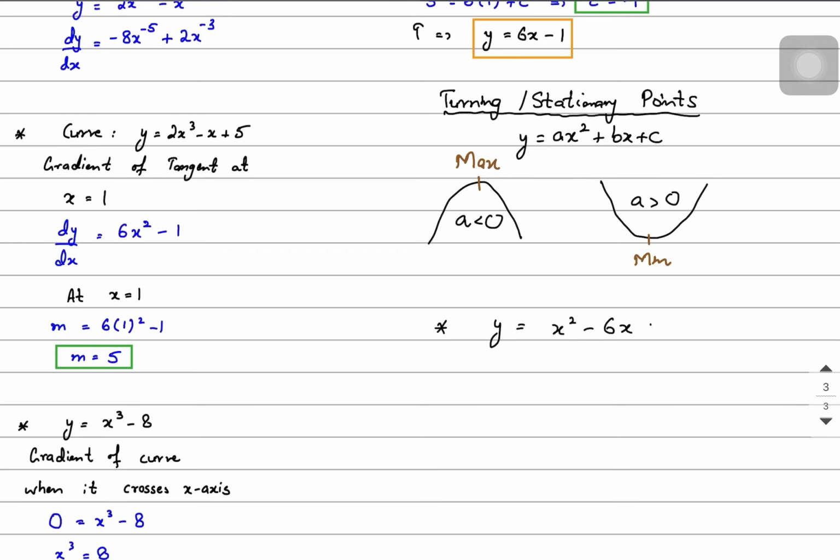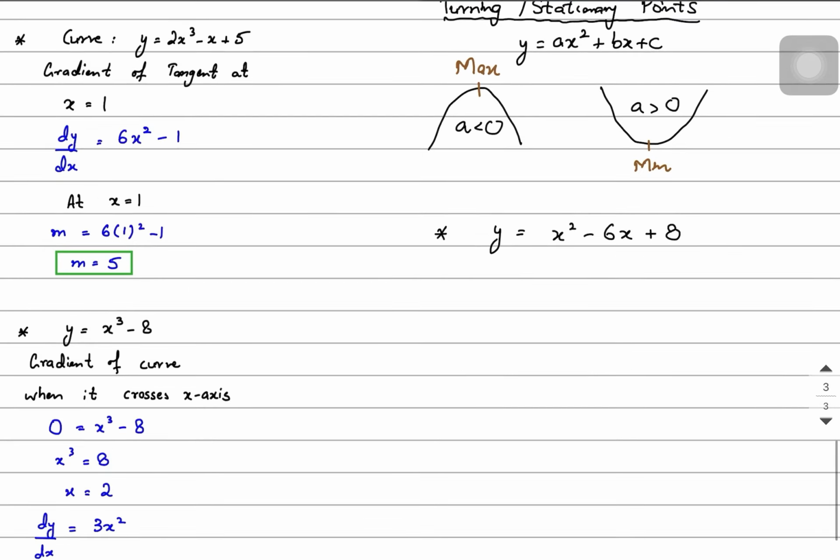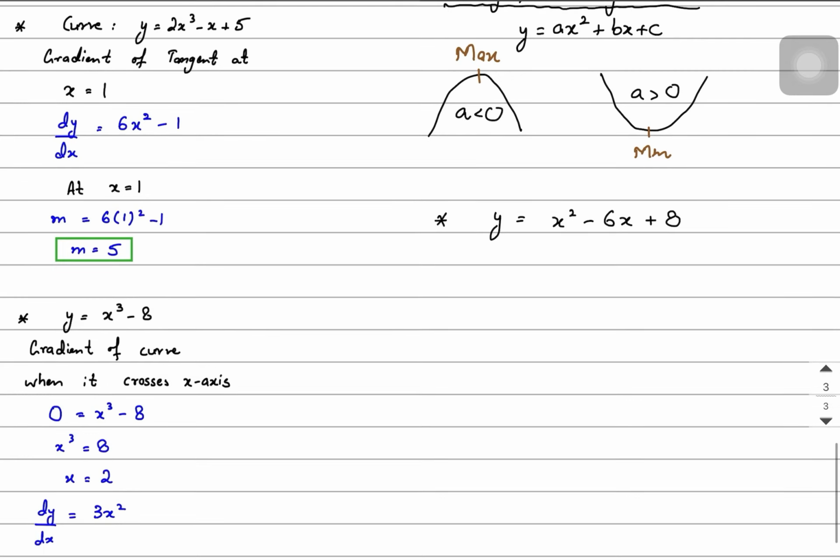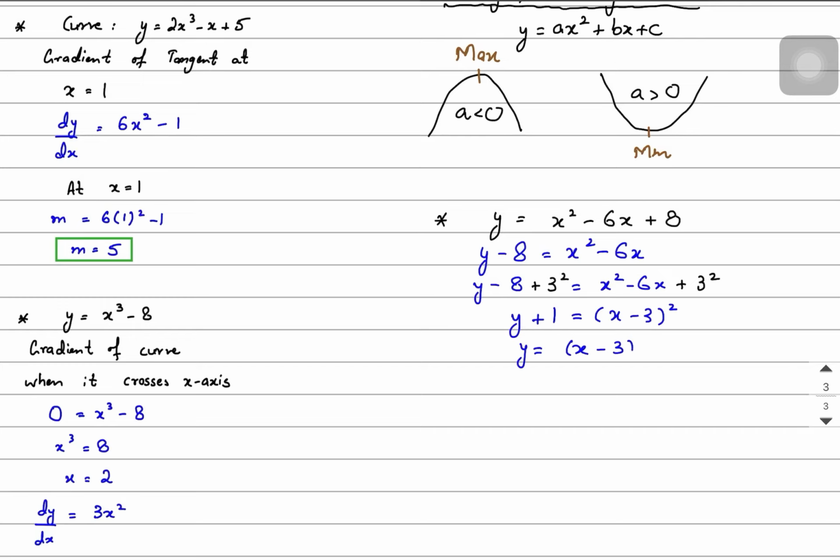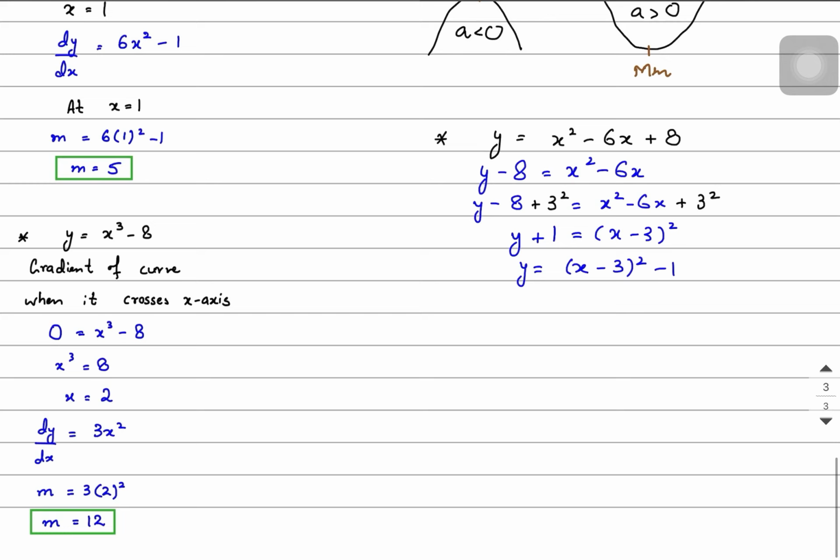So let's say we have a curve y equals x squared minus 6x plus 8. I'm going to find the turning point by completing the square. You know how to solve using completing square. That is going to be plus 3 squared on both sides. This would become y plus 1 equals x minus 3 whole squared, so y equals x minus 3 whole squared minus 1. So it's basically x minus h.